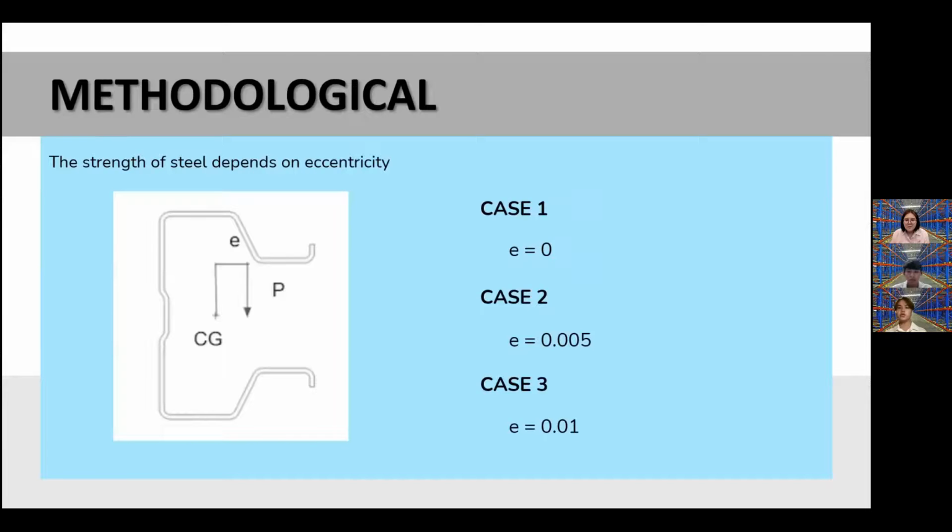In this slide, we choose 3 values of eccentricity, where e equals 0, e equals 0.005, and the last one is 0.01. All of these values are often found in cold-formed steel research on compressive strength.